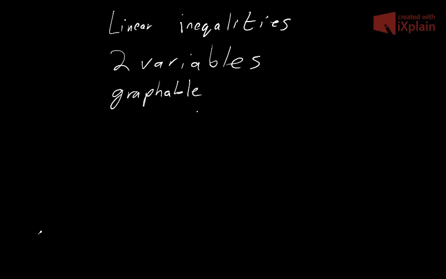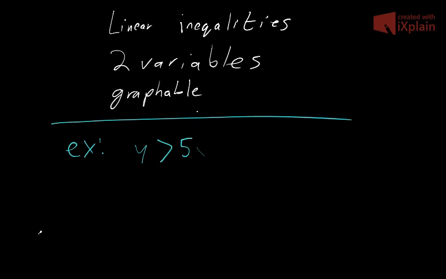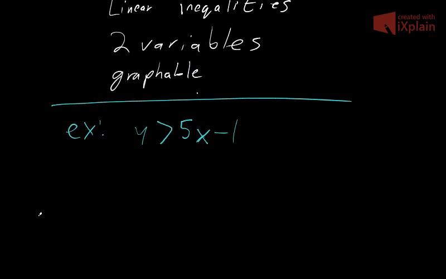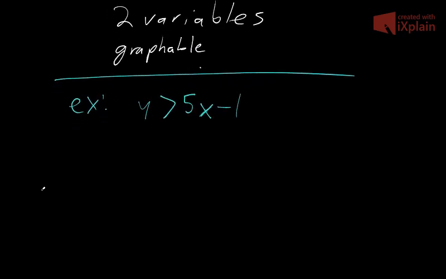So just to show you what this looks like, I'm going to write one, and we're going to look at a couple points to see if they work or not, so if they are solutions or not. I'm going to start off with a very simple example, which is y is greater than 5x minus 1. Y is greater than 5x minus 1. Let's look at this. And so if I plug in, my question is going to be: is (0, 4) a solution?